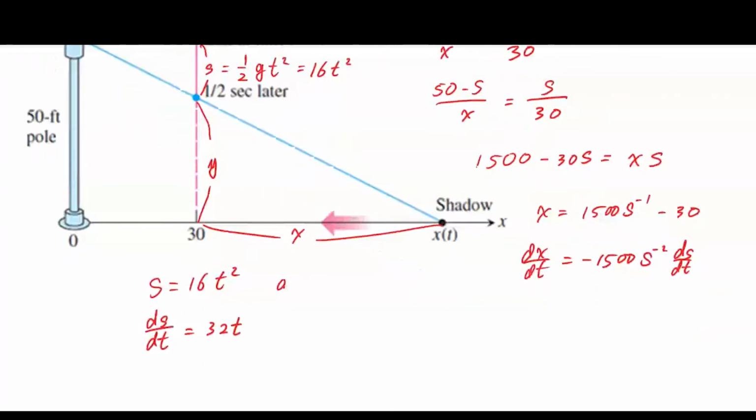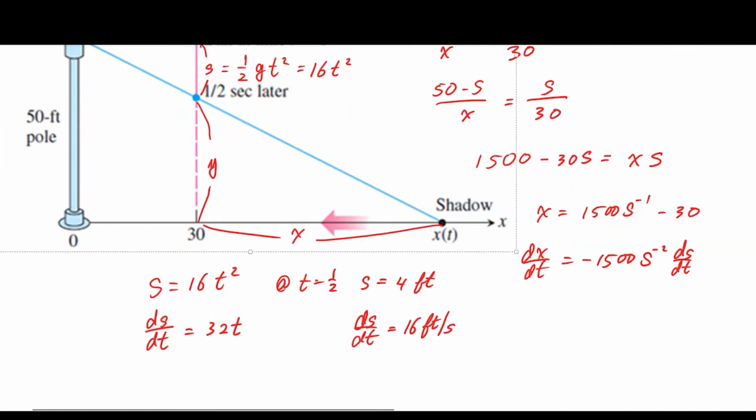So at t equal to 1/2, s becomes 16 times 1/2 squared, which is 4, and then ds/dt becomes 16. You with me? Then we plug those in.